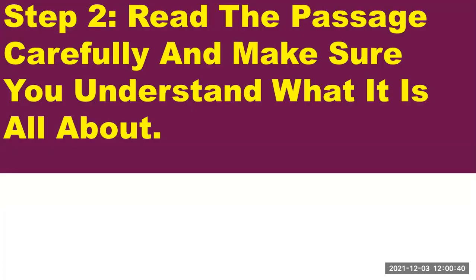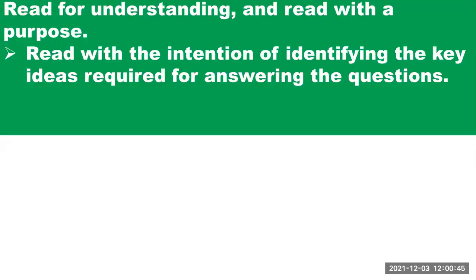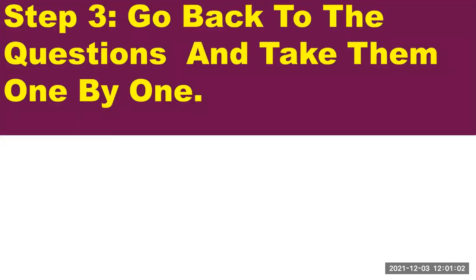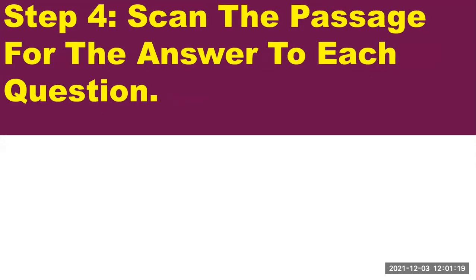Step two, you then read the passage carefully and make sure you understand what it is all about. Now, while reading the passage, you make sure you read for understanding and read with a purpose, as I earlier mentioned. You read with the intention of identifying the key ideas required for answering the questions. Since you have read the questions already, as you read the passage, you identify the information you need to answer the questions. And that's how simple it is. In step three, you go back to the questions and take them one by one. At that point, you begin to answer.